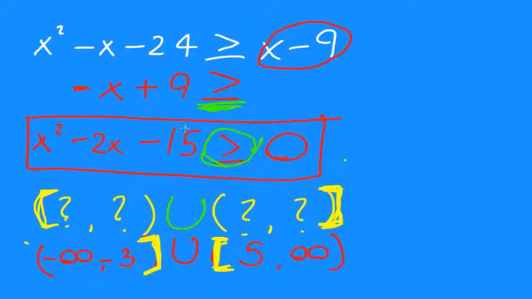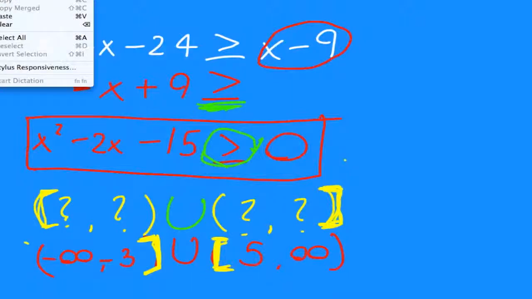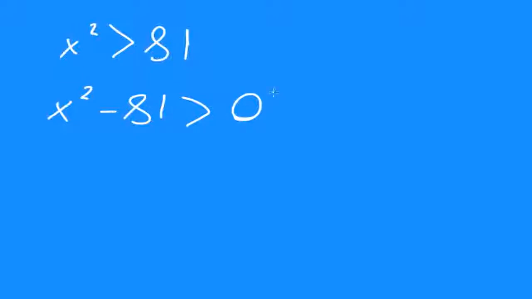Okay? Let's do another one. So now we have x squared is greater than 81. So what you want to do here is make this 0. So x squared minus 81 is greater than 0.